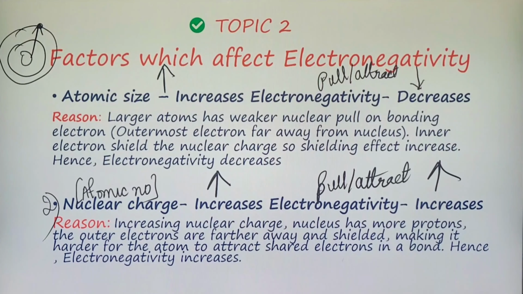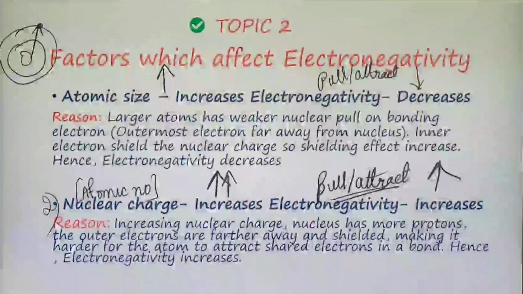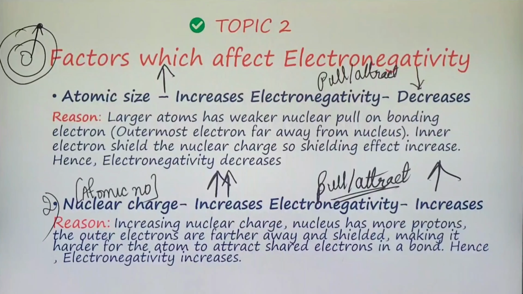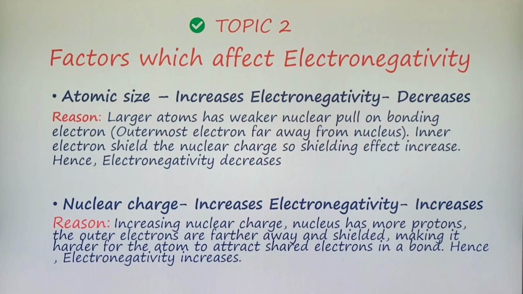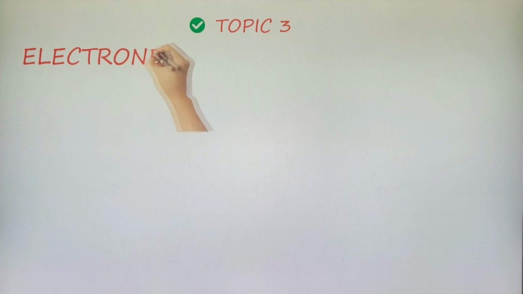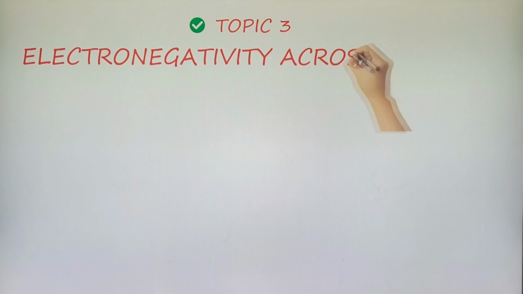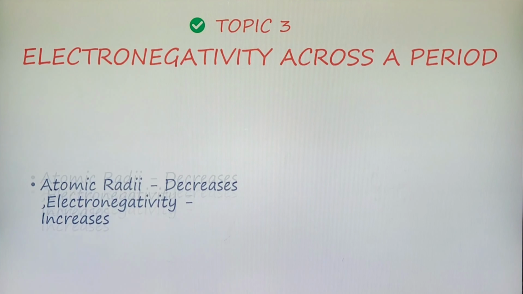The more powerful the nucleus, the more will be the pull or the attraction. So the tendency to pull an electron towards itself will also increase because the nucleus is now more and more powerful. So what are the two factors on which electronegativity depends, children? The first one is atomic size and the second one is nuclear charge. Let's start with the trends now. Let's see how electronegativity differs across a period.